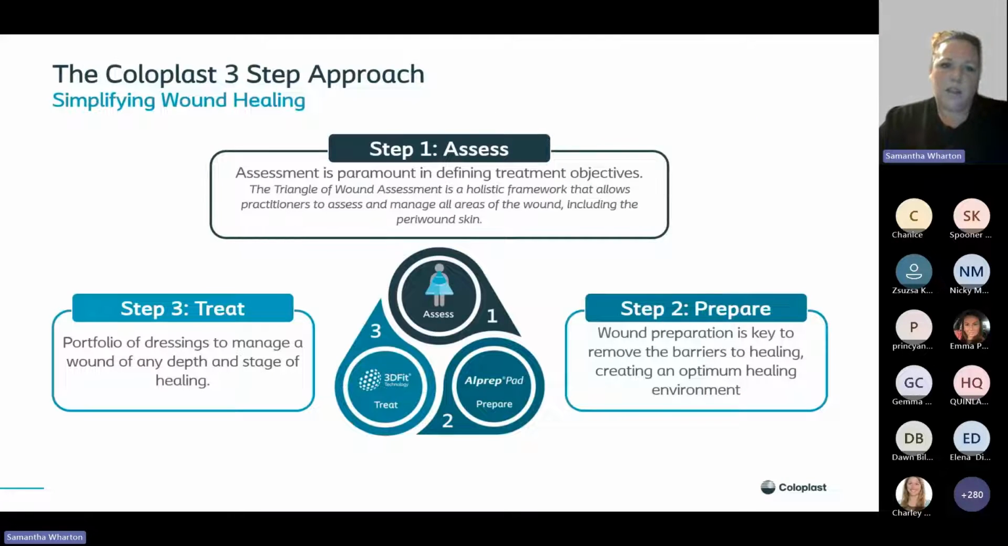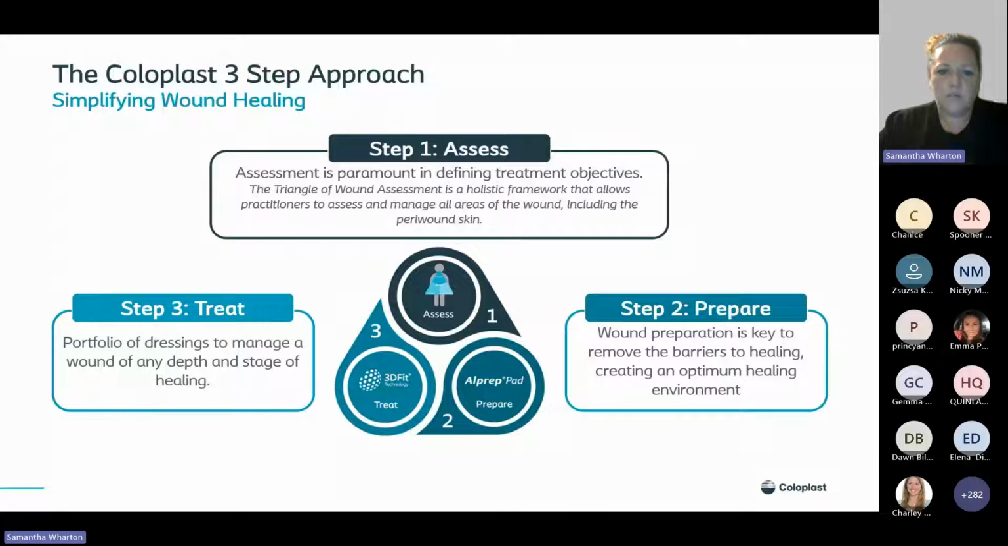So at Coloplast, we have the Coloplast 3-step approach, which is a simplified approach to wound healing. It consists of 3 steps. So step 1 is assessment, really paramount in defining those treatment goals. And within Coloplast, we have a framework that was produced with a panel of wound care experts, and we'll refer to this throughout this presentation.